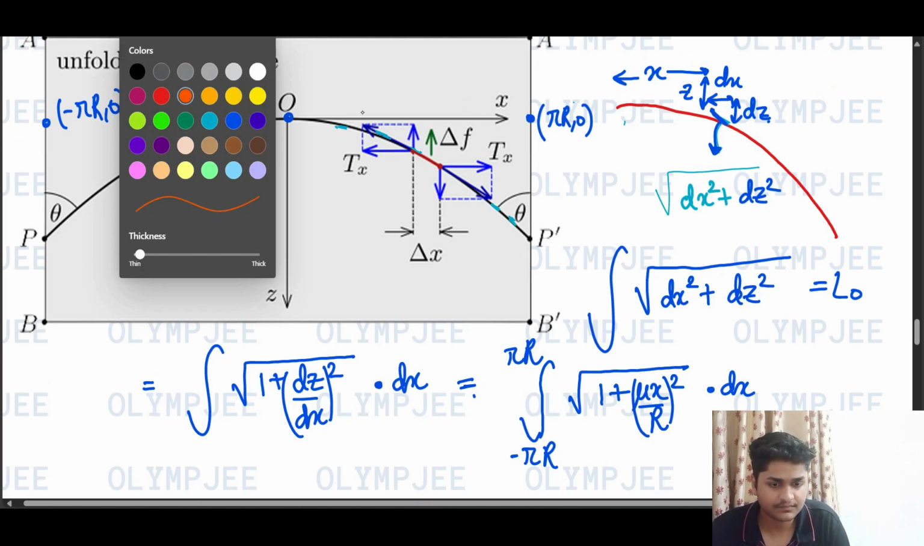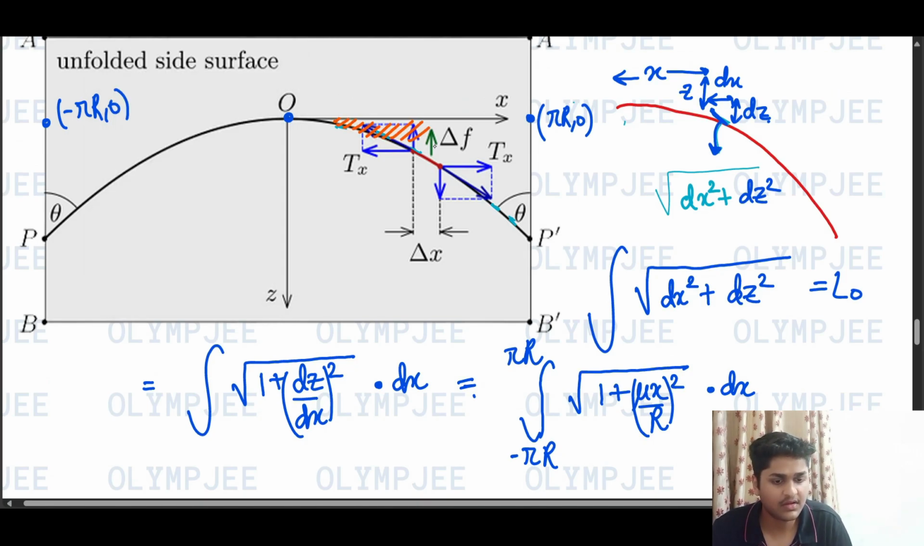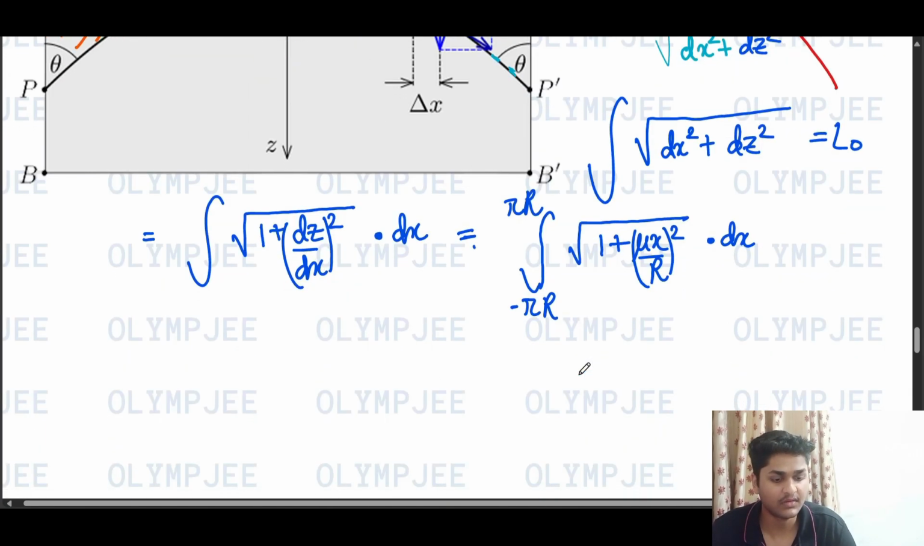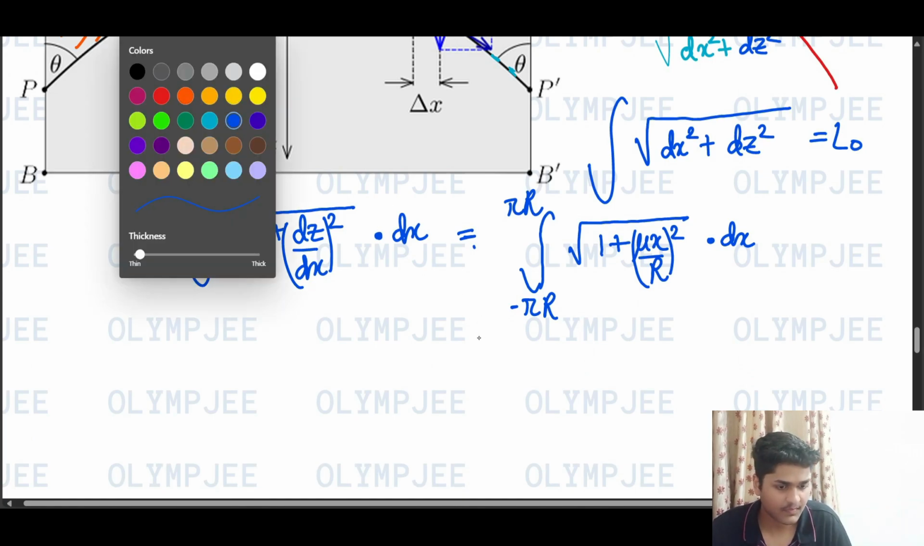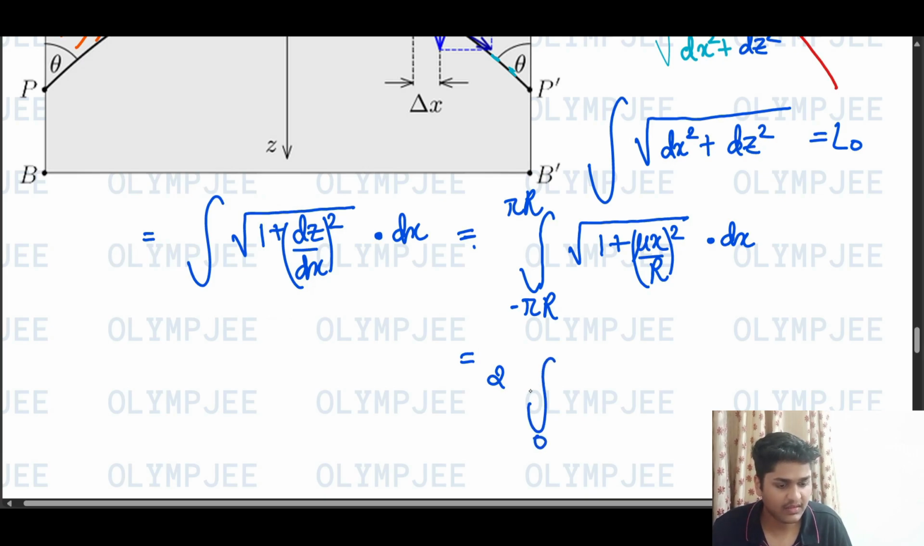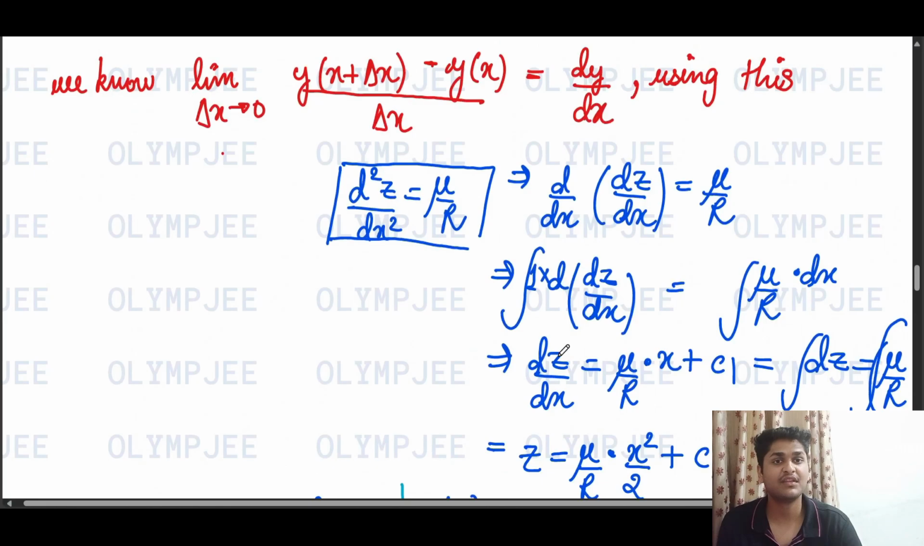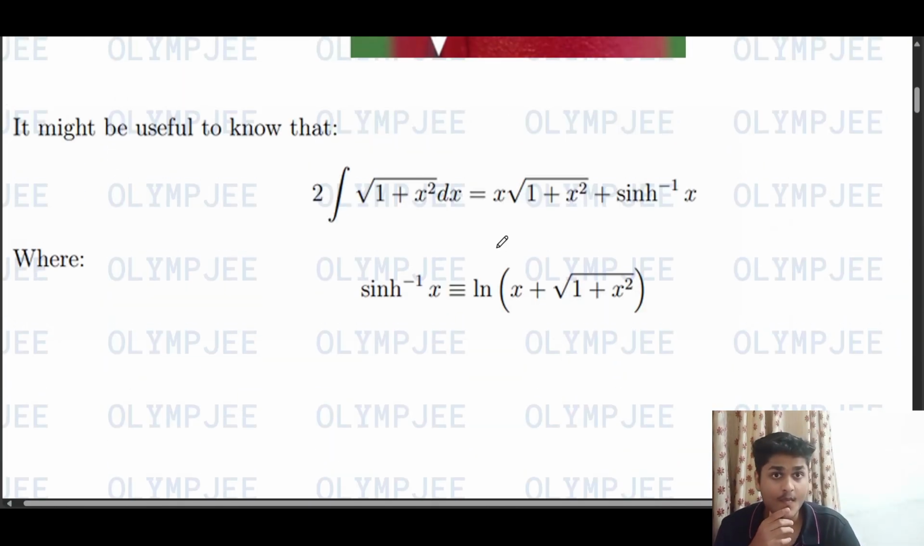Also we can see that the area below the curve on the right side of the origin is exactly similar to the area below the curve on the left side of the origin. So this can in turn be written as, changing the limits, the right side multiplied by 2, which is this. Now this kind of integral was given in the starting of the question, which is that 2 into the integration of root 1 plus x squared dx is equal to x multiplied by root 1 plus x squared plus arc sine hyperbolic function.